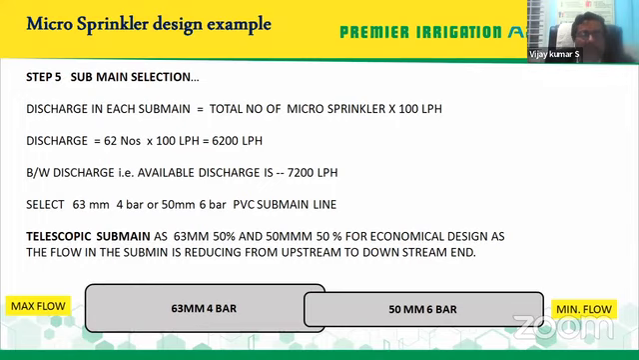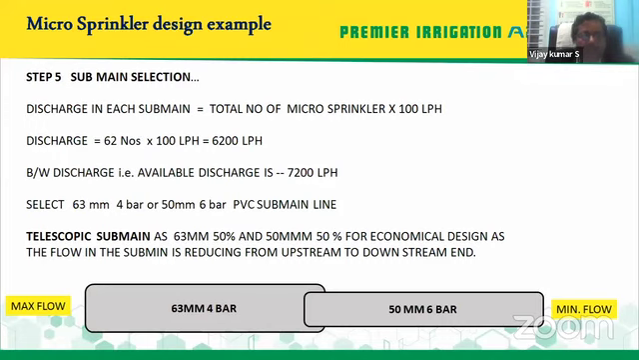So what is the discharge in each submain? We just need to know, because we have made 4 blocks, what is the total number of micro sprinklers? We know that each block is going to have 62, because 250 divided by 4. So you are going to get roughly 62 numbers multiplied by the discharge of each, so it will become 6,200 liters per hour. But we know that the borewell available water, when you switch on the borewell, the entire 7,200 liters is going to get in. So here you have a choice, because this 7,200 liters per hour is the borderline. You can either use a 50 millimeter or you can go for a 63 millimeter.